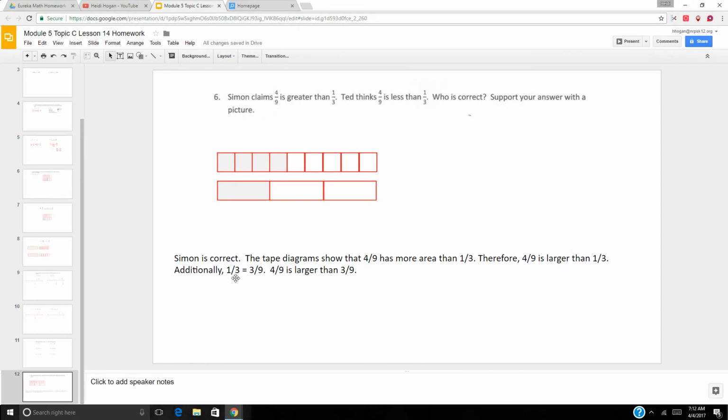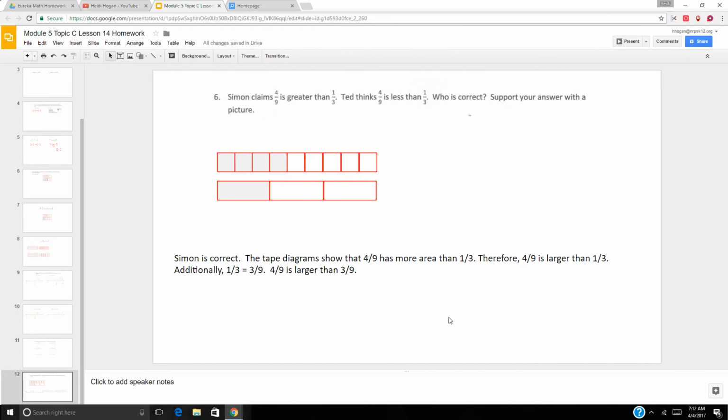Additionally, I did some multiplication. And to make 1/3 ninths, I know 3 times 3 is 9, 1 times 3 is 3. So 1/3 is equal to 3/9, right? 1, 2, 3. So 4/9 is greater than 3/9.